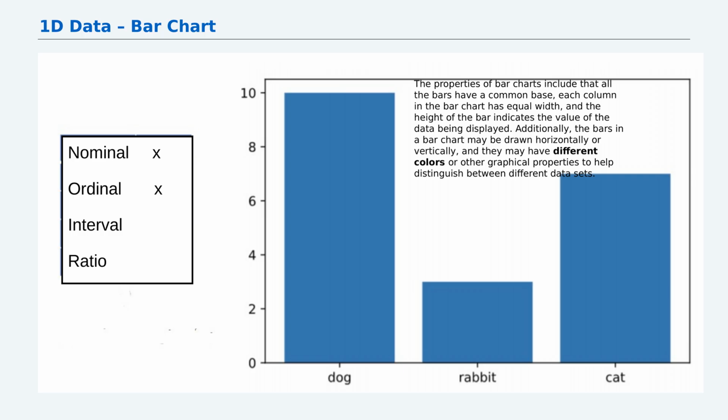Bar charts are ideal for one-dimensional categorical data, particularly nominal and ordinal variables. Each bar shares a common baseline, has equal width, and its height represents the value or count. Bars may be drawn vertically or horizontally, and colors or patterns help distinguish groups. Use bar charts when you need a simple, direct comparison of categories at a glance.